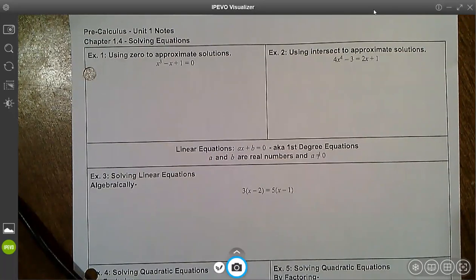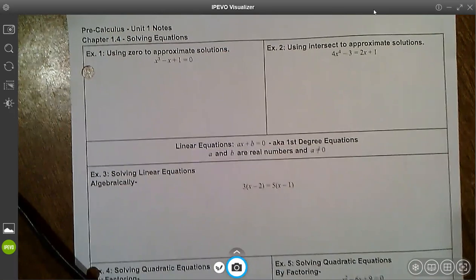Pre-Cal, Unit 1, Chapter 1.4, Solving Equations. Sorry my voice is like this, I'm doing my very best. Using 0 to approximate solutions.